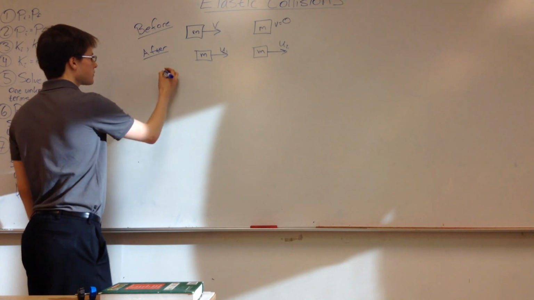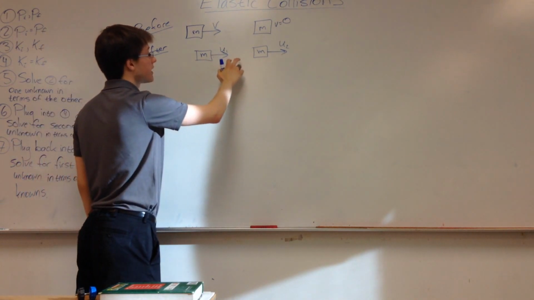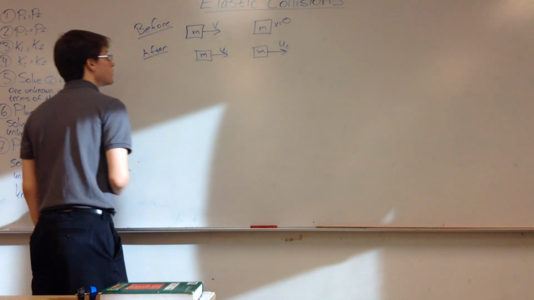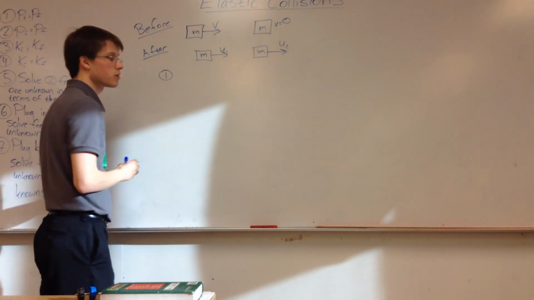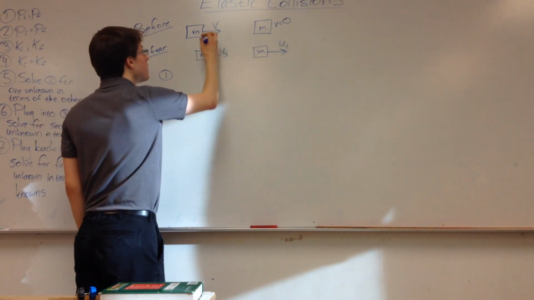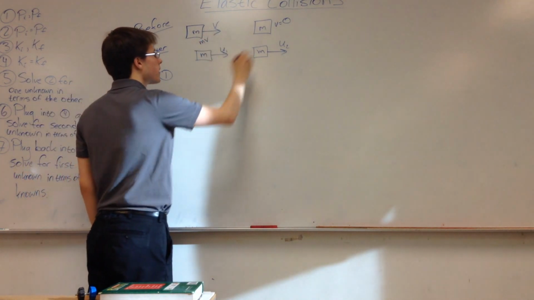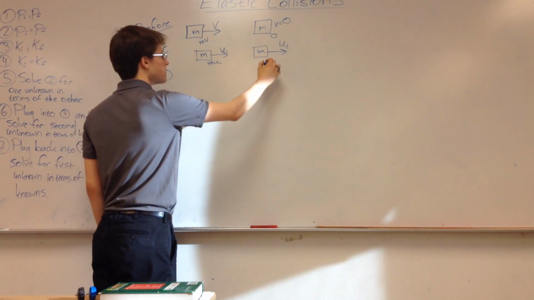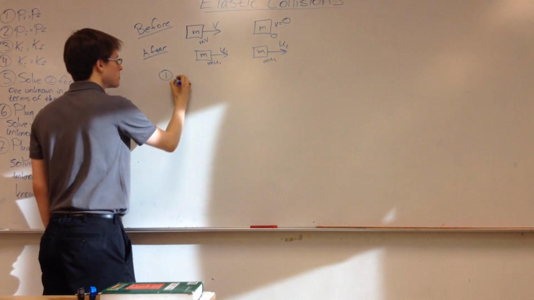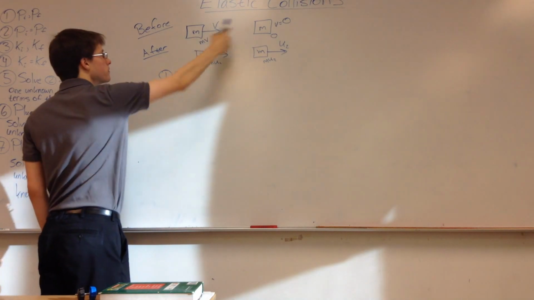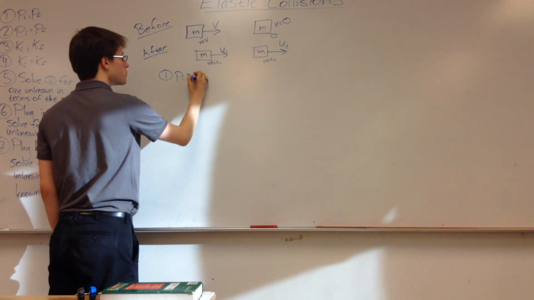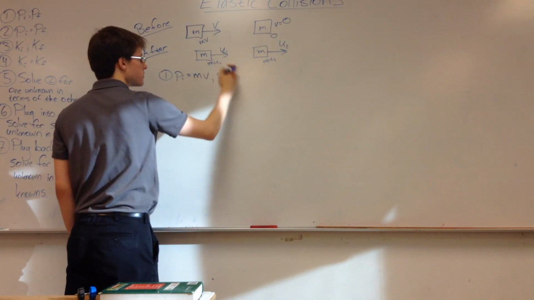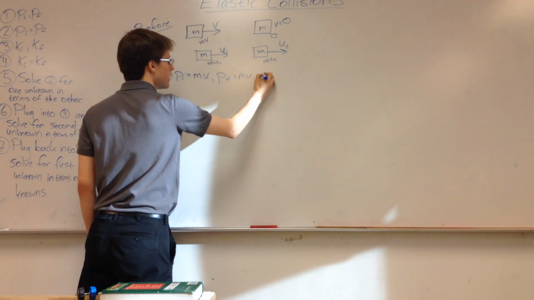So let's go through and solve. Let's find the final velocities of both objects. Step 1 is to find our initial and final momentum. Well, this has a momentum of mv. This has a momentum of 0. This one is mu1, and this one is mu2. So my initial momentum is going to be the sum of these two blocks, which is just mv. And my final momentum will be the sum of these, so I'm going to have mu1 plus mu2.